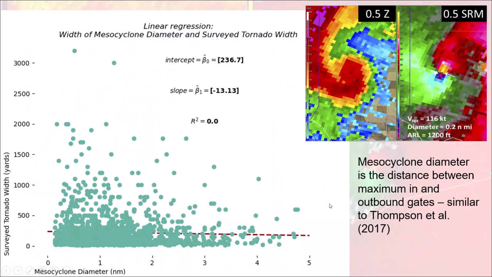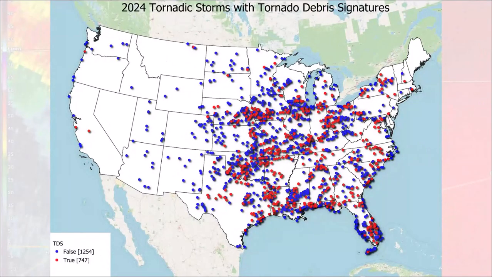I wanted to see if there was any sort of relation with the width of the mesocyclone diameter versus surveyed tornadoes, and nope, there really isn't. And then here's a diagram showing how the gates were found based on Thompson et al. 2017. So next, let's look at tornado debris signatures.